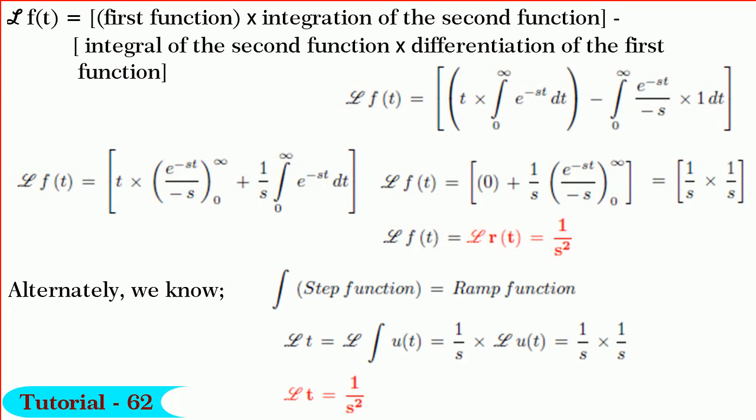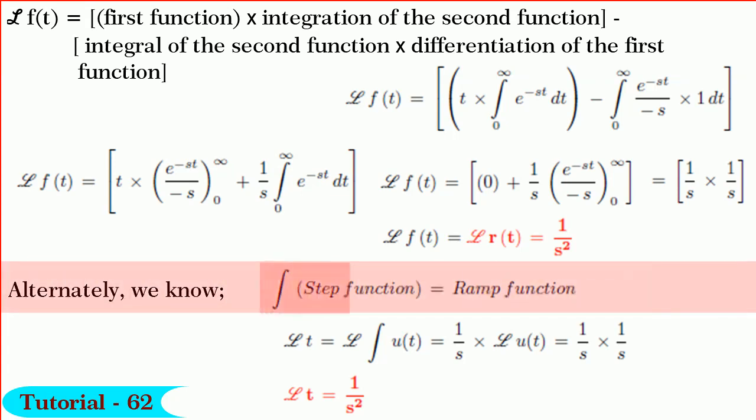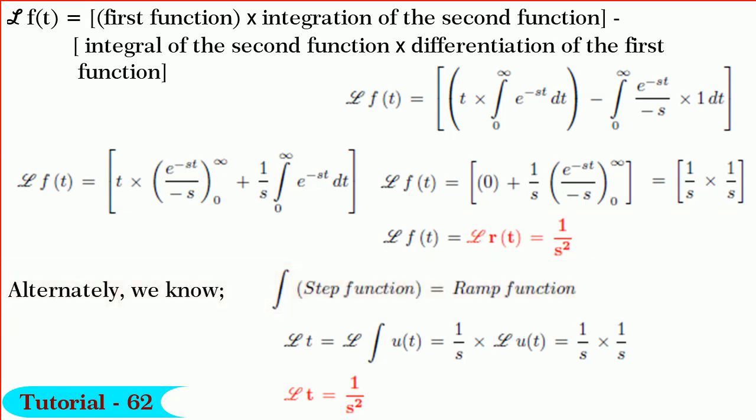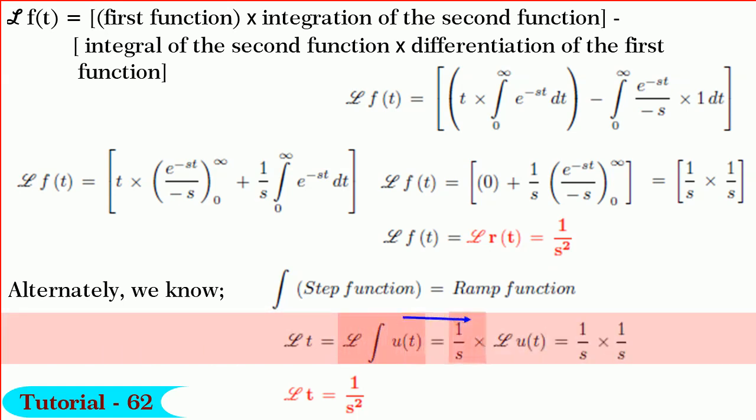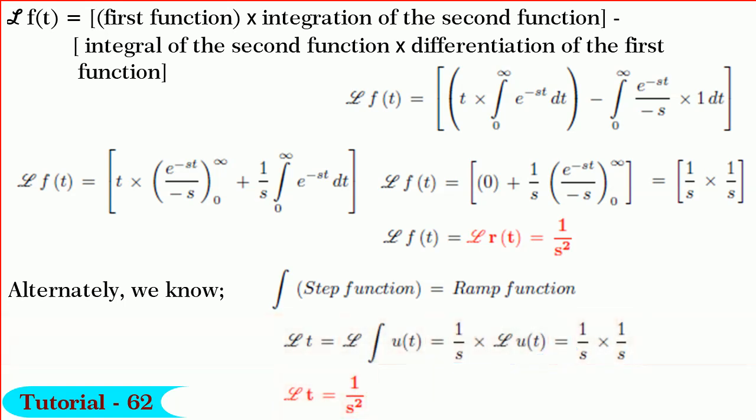Friends, alternately, we can find the Laplace transform of a ramp function very easily. We know that integration of a step function is equal to ramp function. Therefore, L of t is equal to L of integration of u of t, and that is equal to 1 upon s into L of u of t, which gives us L of t is equal to 1 divided by s square. Very easy, isn't it?